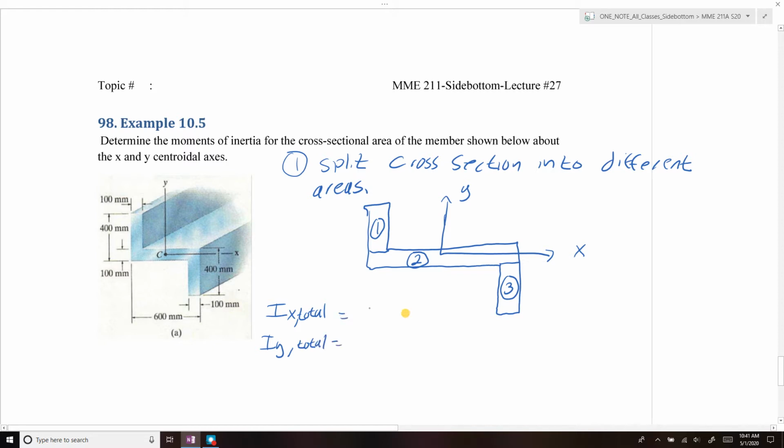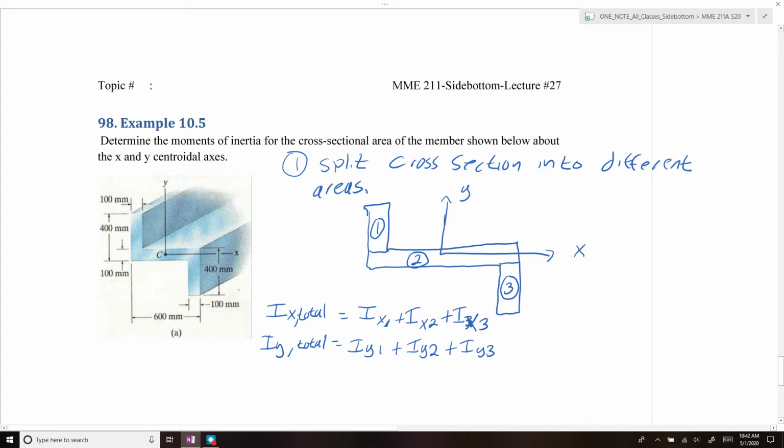So for the x-axis, we would say that the total moment of inertia would be equal to the moment of inertia about the x-axis for section 1 plus the moment of inertia about the x-axis of section 2 plus the moment of inertia about the x-axis for section 3. Very similarly, for the moment of inertia about the y-axis, it would be equal to the moment of inertia of section 1 plus the moment of inertia of section 2 about the y-axis plus the moment of inertia of section 3 for the y-axis. Right.